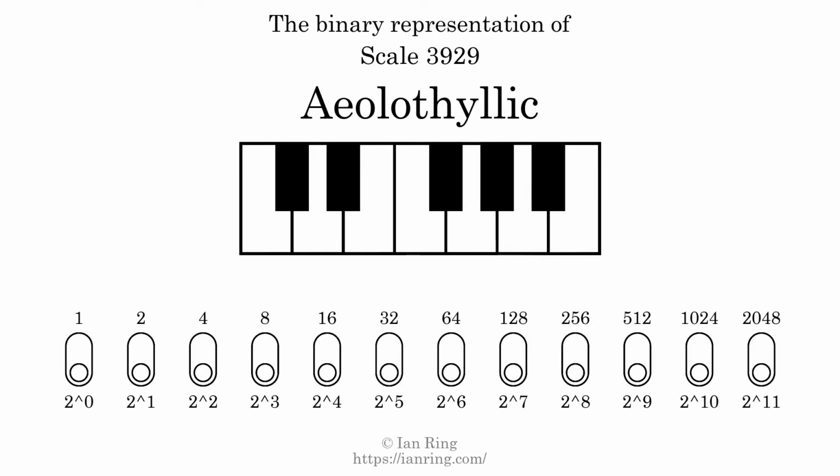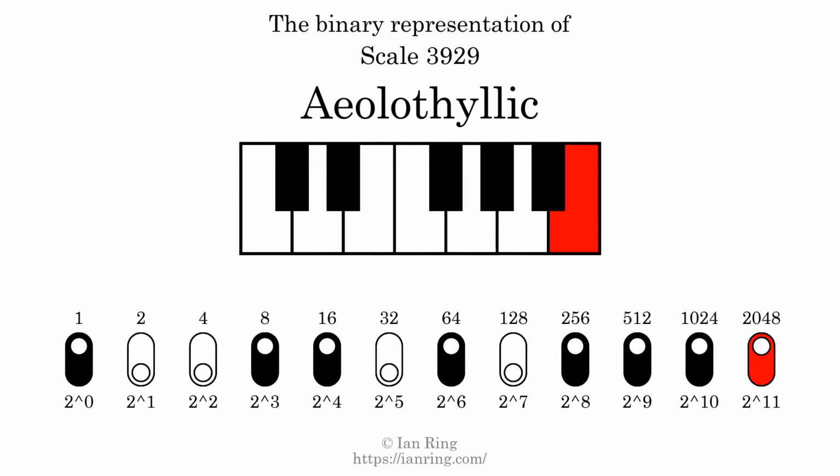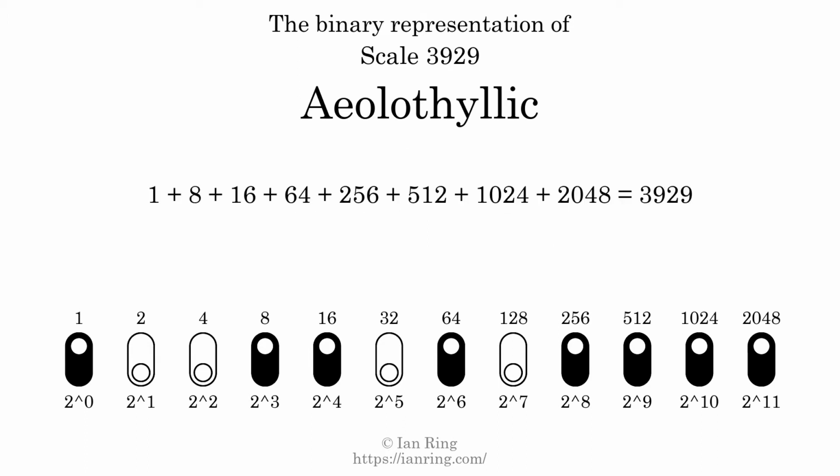The binary representation of this scale is determined by mapping tones of the scale to binary digits. Each binary digit represents a power of 2. To get the scale number, we add the powers of 2 together. The powers of 2 that are present in the scale, all added together, equals 3929.